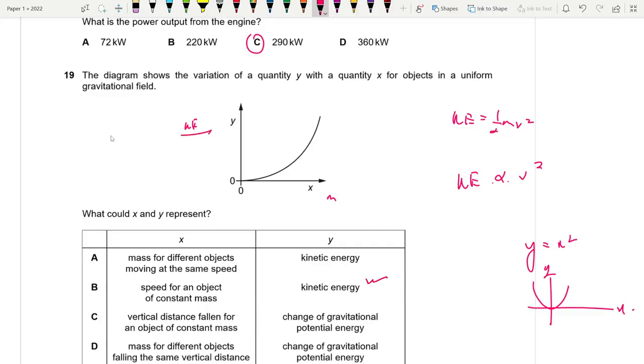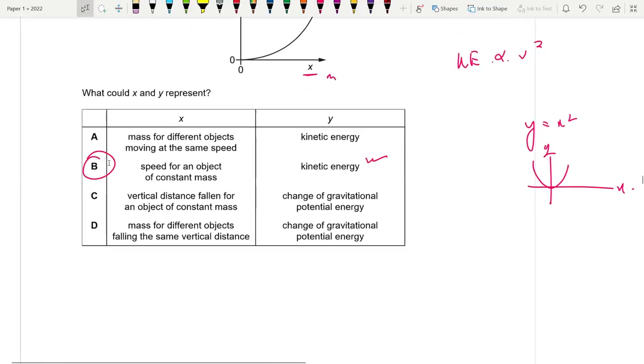If this is KE, this is y, and this is velocity, of course it's going to be a U-shaped graph. Perfect. But if it was the square of the speed on the x-axis and the kinetic energy on the y-axis, it would have been a straight line. Okay, you guys need to understand that.